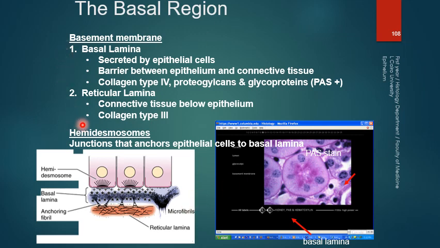Again, in the basal region we have the basement membrane, hemidesmosome, and basal infolding. The basement membrane is formed of the basal lamina and reticular lamina. As we said, the basal lamina is formed of collagen type 4 and protein, proteoglycan and glycoprotein, and this is secreted from the epithelial cell, while the reticular lamina is formed of collagen type 3, which is reticular fiber, and there is anchoring fiber connecting the underlying connective tissue with the basement membrane. And what about the hemidesmosome, as we said before?